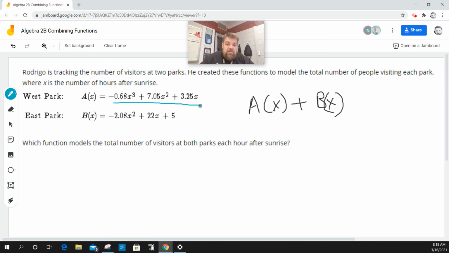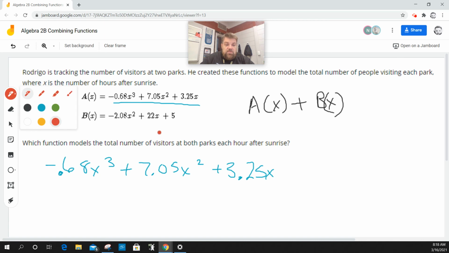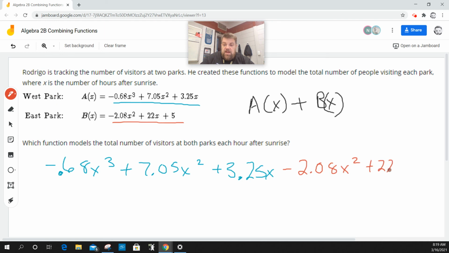I'm just going to write out A of X, which is negative 0.68 x cubed plus 7.05 x squared plus 3.25 x. And then I'm just going to add B of X, which is negative 2.08 x squared plus 22x plus 5.